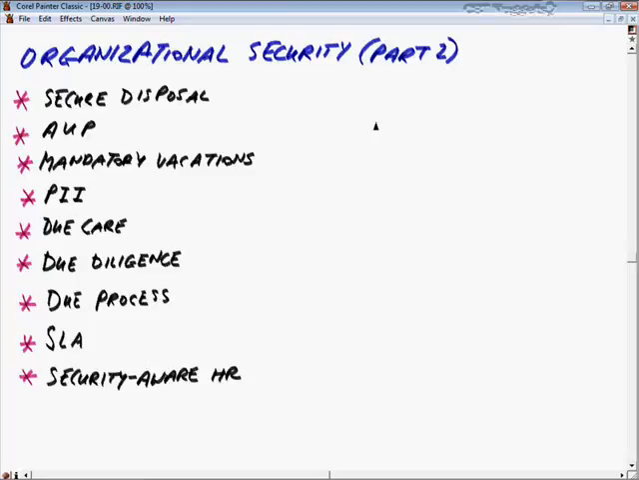The first thing we're going to talk about here is the concept of secure disposal, which is going to also introduce some other concepts as well. Next, we'll talk about AUP, or acceptable use policies, the concept of mandatory vacations, personally identifiable information, PII, and then several do's: due care, due diligence, and due process, SLAs, and then finally, security-aware human resources.